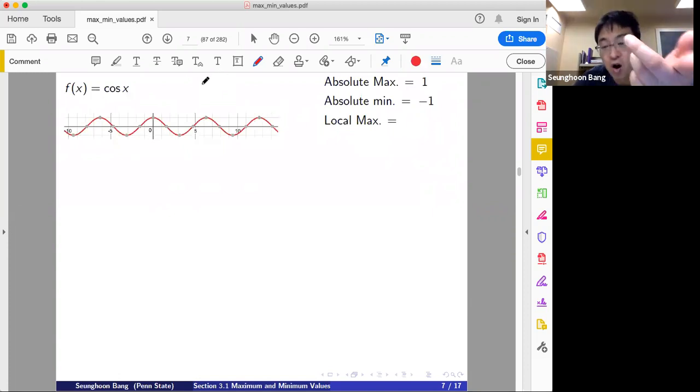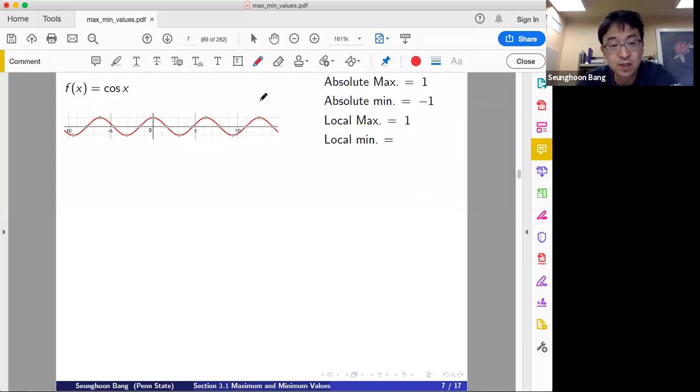Yes, the answer is 1. You're right. Here, this portion, the locally highest point, the y value is 1. The locally highest point here, the y value is 1. Locally highest point here, always 1. The local maximum is 1. Different x values, but the same y value in this problem.